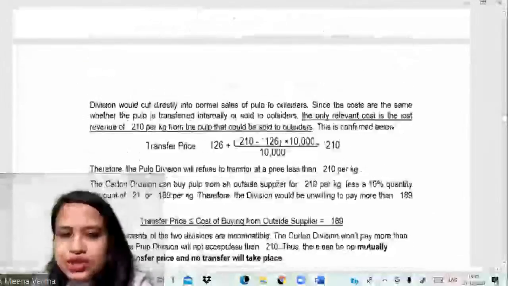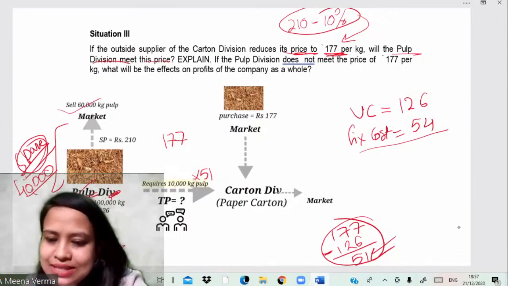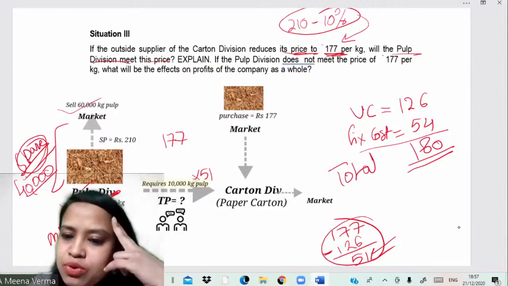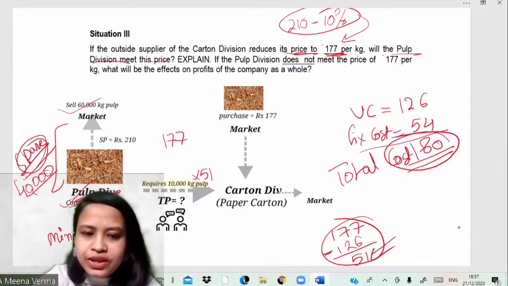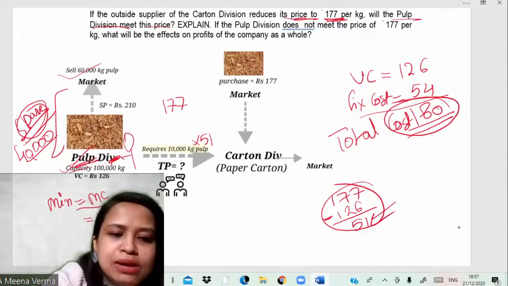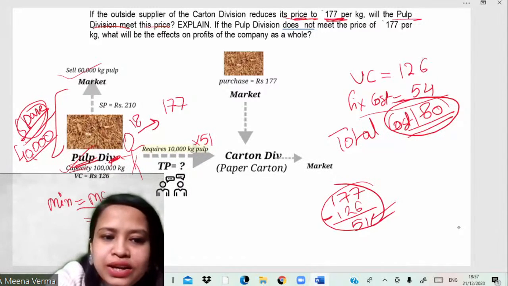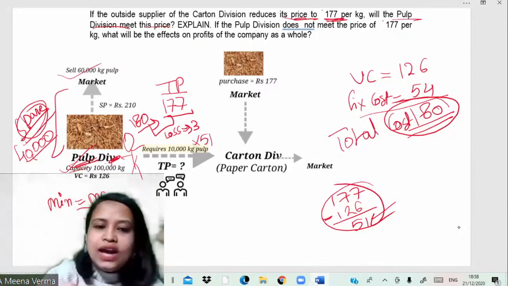In the question, it is mentioned the fixed cost is 54. So the total cost for the organization is what? 180. This is the total cost. He is saying, ma'am, for the pulp division the total cost is rupees 180. Then why should the manager of the paper pulp division agree to transfer the product whose total cost is rupees 180 at a transfer price of rupees 177? In such a case, he will incur a loss of rupees 3. He is saying this. Why will he agree?